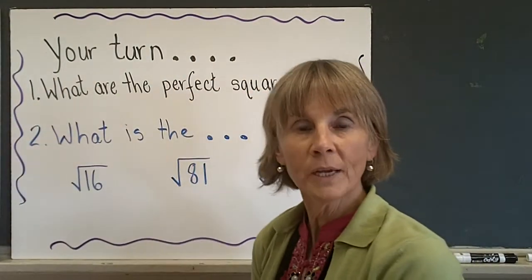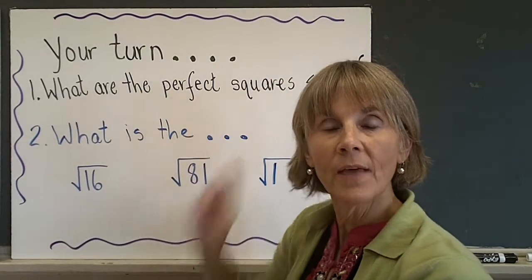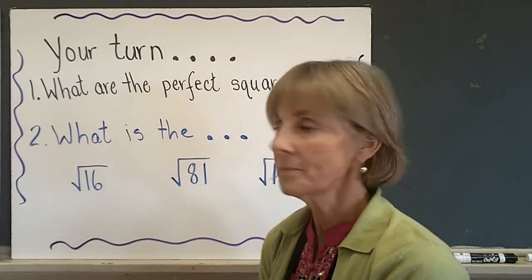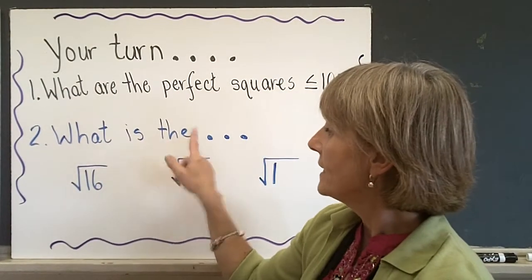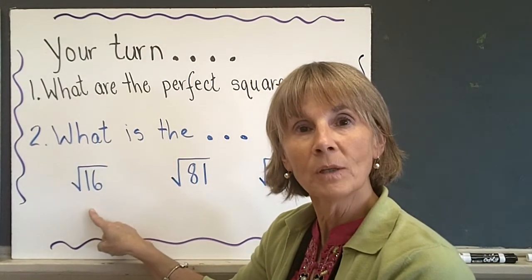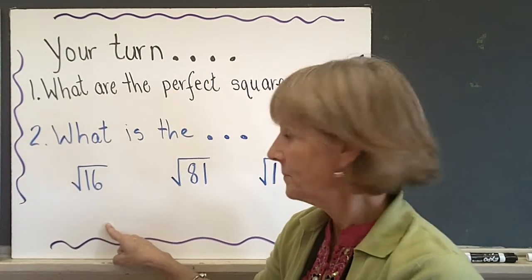So let's see if you can try some. What are the perfect squares that are less than or equal to 100? And what is the square root of 16? What number do we multiply by itself so that the product is 16?